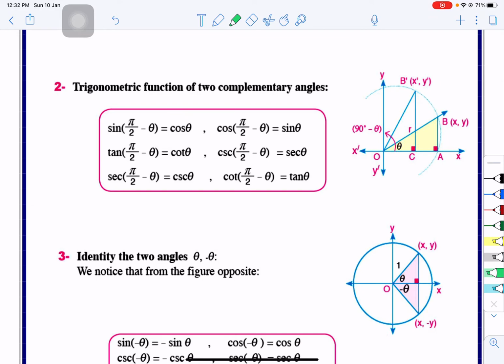Trigonometrical functions of the two complementary angles. We know that sine pi over 2 minus theta equals cosine theta, and cosine 90 minus theta, pi over 2 minus theta, equals sine theta, and tan 90 minus theta equals cotan theta, and cosec 90 minus theta equals sec theta, and sec 90 minus theta equals cosec theta, and cotan 90 minus theta equals tan theta.